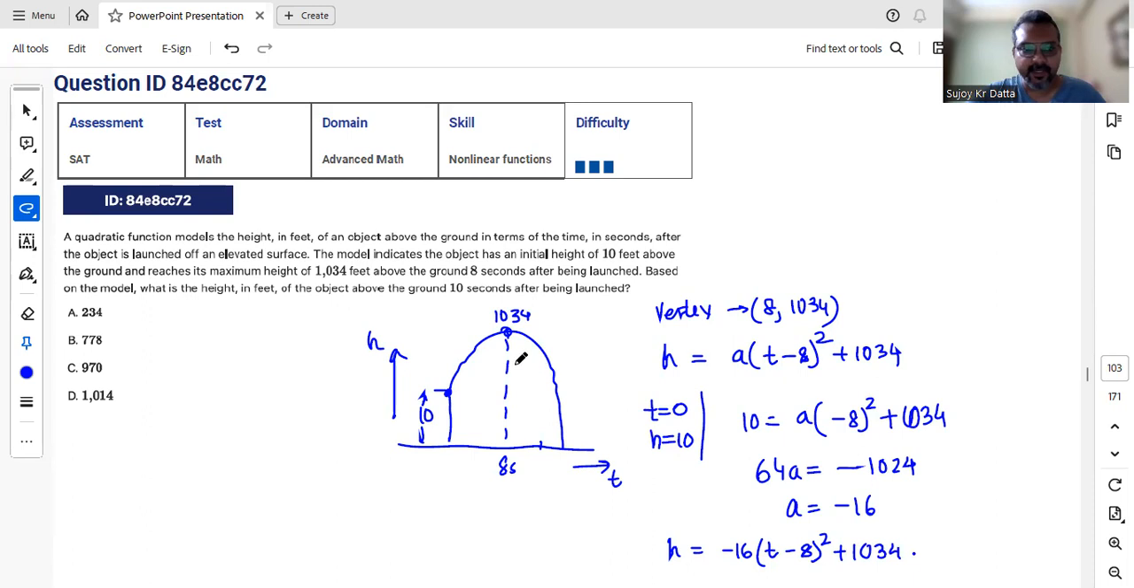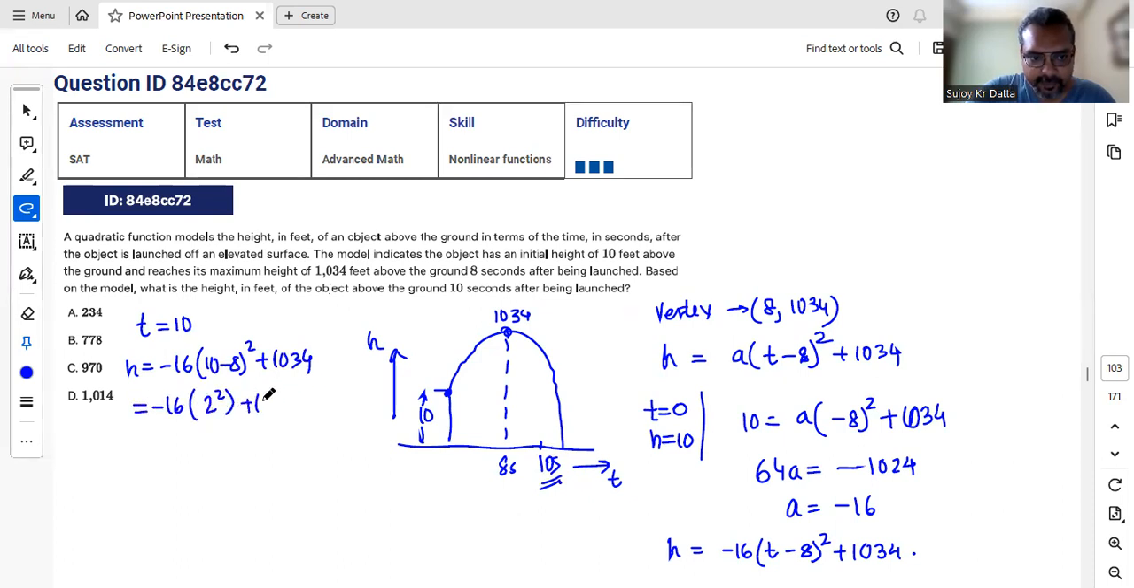They want you to find what is after 10 seconds. So that means you just plug in t as 10. Doing it here, h would be negative 16 times (10 minus 8) squared plus 1034. So minus 16 times 2 squared plus 1034. That's 64, so 1034 minus 64 is 970. That's your third option.